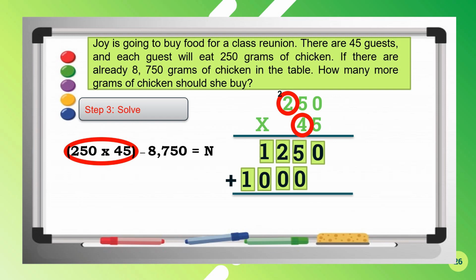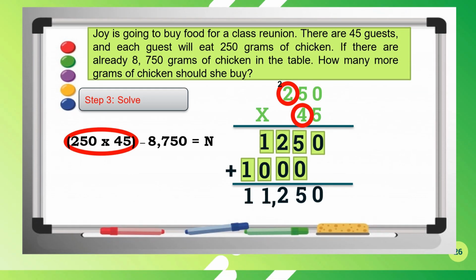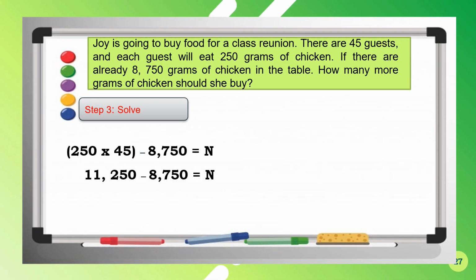Then you need to add the partial products, bring down 0. 5 plus 0 is equal to 5. 2 plus 0 is 2. 1 plus 0 is 1. And then bring down 1. Next step is, we will subtract 11,250 to 8,750.